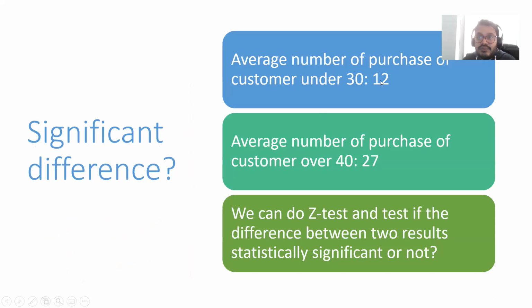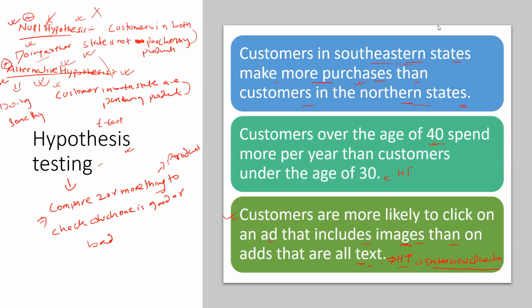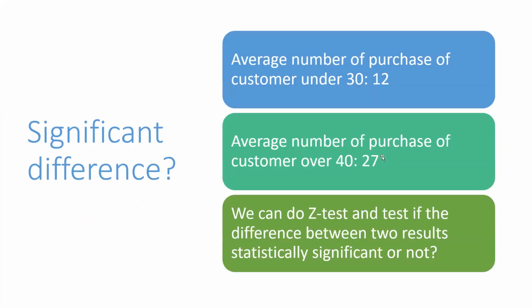Out of these two, what would be your conclusion? Suppose, which one is good: is it correct that customers over the age of 40 spend more per year, or that customers under the age of 30 spend more? For that we check which one is more significant. The average number of purchases of customers under 30 is this much, and under 40 is this much. So which one is correct, which one is more significant?